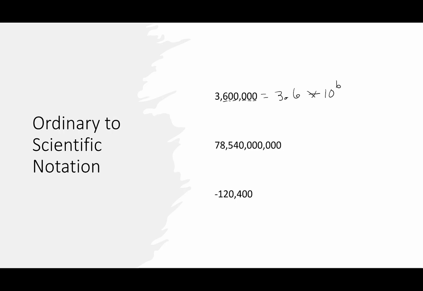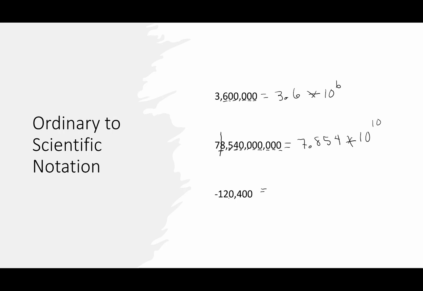This next number is 78,540,000,000. So when I go to write this, I write 7.854. So I want to keep all of the numbers I see that aren't zeros. I can see after the 4, I just have a bunch of trailing zeros, so those get to drop off. So I'm going to say times, and I'm going to count. You might find it easier to draw a line between my first number 7 and all of my other digits, and then count those. So I have 1, 2, 3, 4, 5, 6, 7, 8, 9, 10. So this is 10 to the power 10.